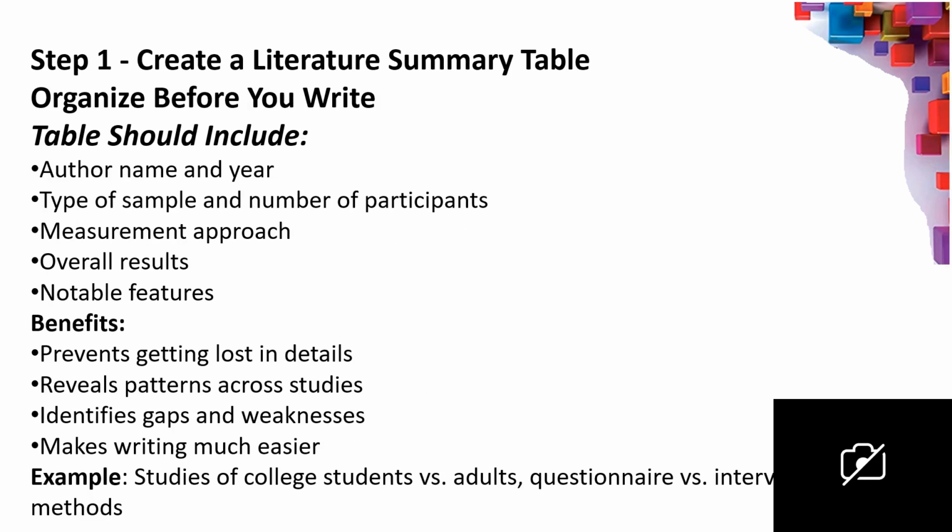Before writing a single sentence, create a summary table of your key articles. This bird's eye view helps you see the forest, not just the trees. You might notice that most studies used college students, or that interview studies found different results than questionnaires. These patterns become the themes of your literature review and often point to exactly what your study should address.